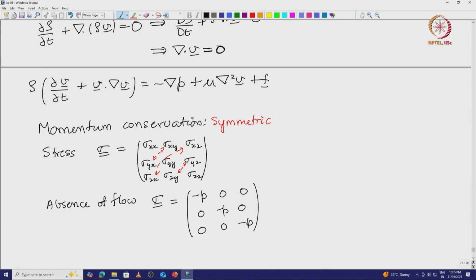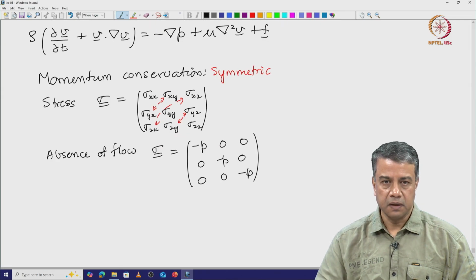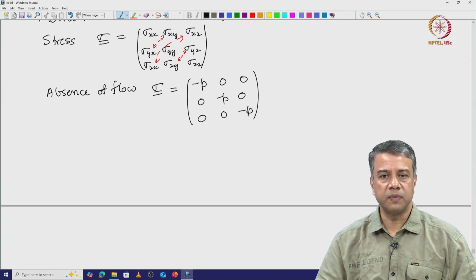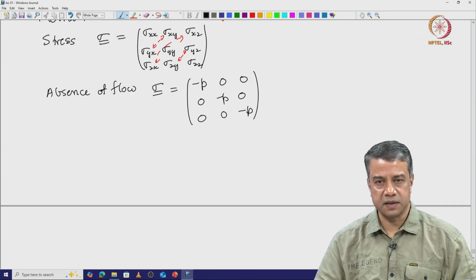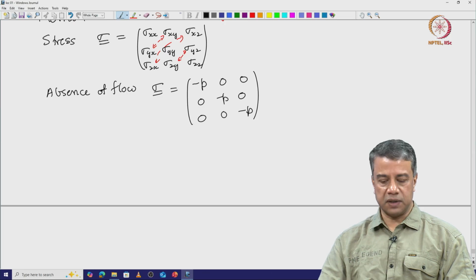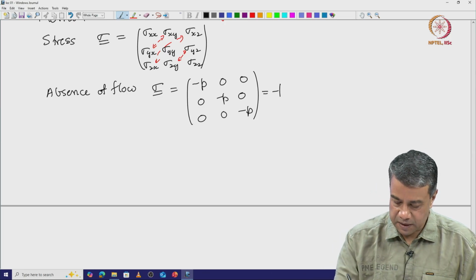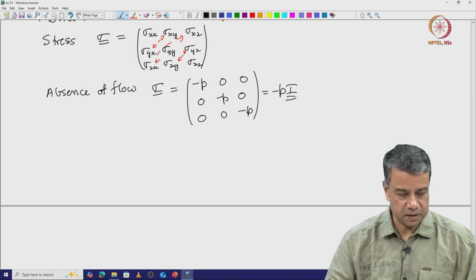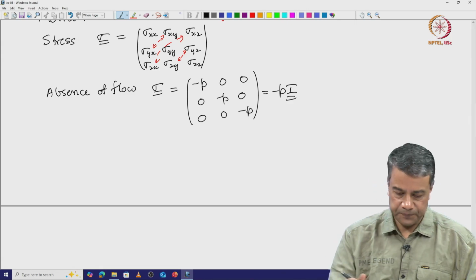Minus P, because pressure is defined to be positive when it is compressive, whereas the stress is considered to be along the outward unit normal. Therefore, the stress is positive when it is extensional. So, therefore, you have a minus pressure. In short form, this can be written as minus P times the identity tensor, where the identity tensor is 1 along and 0 off diagonal.